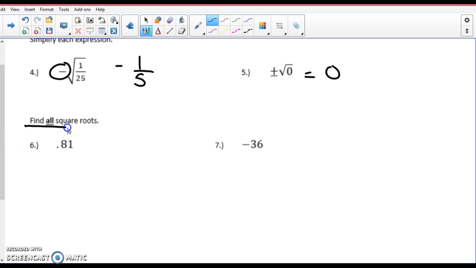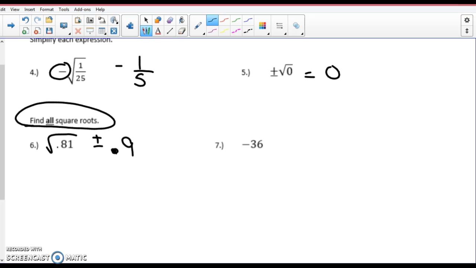Now, notice this direction says find all square roots. So I'm taking the square root of 0.81. Good thing that this is in Trinity Decimal Boot Camp Week. What is the square root of 0.81? Lily. And what am I going to put in front of that? Because the directions say find all square roots. Plus and minus 0.9.